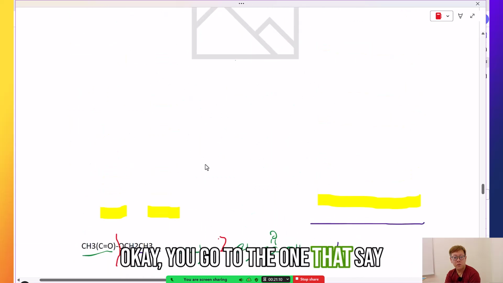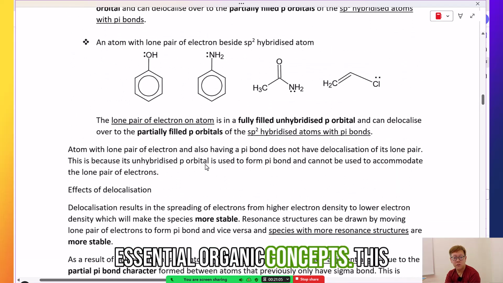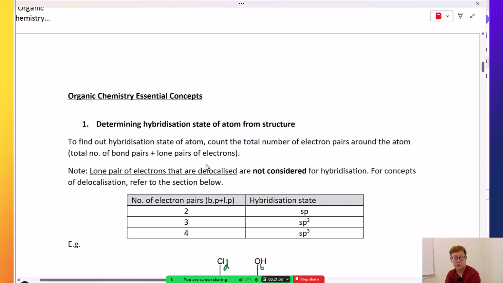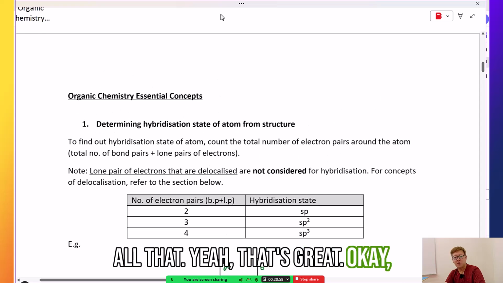Okay, you go to the one that says essential organic concepts. This one. Yeah, I forgot to add in my watermark and all that. Yeah, must go and add it in.